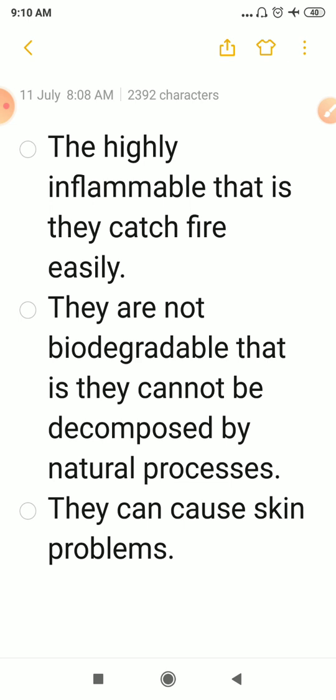The waste from the synthetic fibers is not biodegradable, and therefore it cannot be decomposed by natural processes. They require some extra energy to decompose them. Synthetic fibers can cause skin problems like rashes and allergies. These are the disadvantages of synthetic fibers.